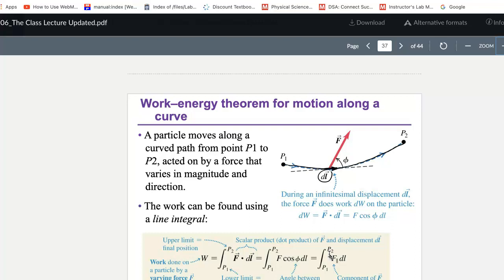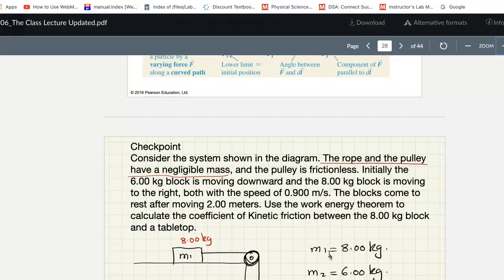Also, we can verify that we can use the work energy theorem for motion along a curve. Here we have an object or a particle that is moving along a curved path from point P1 to point P2, and the force is changing. We can find the work done using the line integral of F dot dl from P1 to P2, and that can be simplified to be F cosine phi times dl, and it can be calculated.